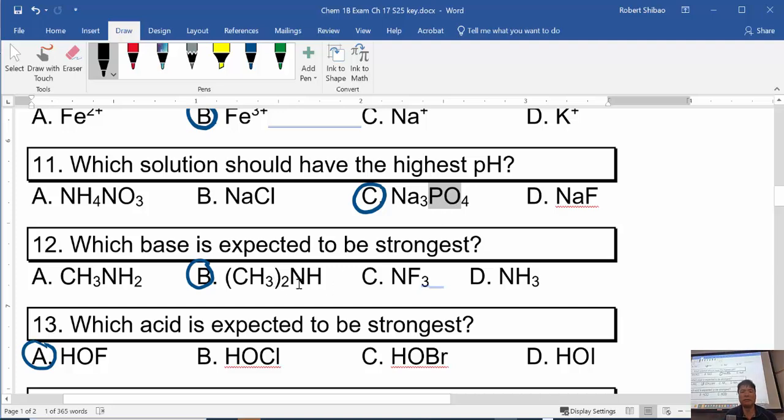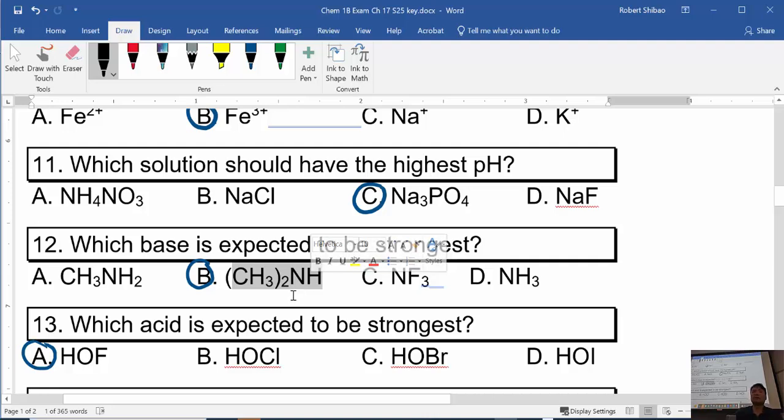Which base is expected to be strongest? So we're looking at some nitrogen containing. And so this electron withdrawer is going to make it less red. And then this should be basic for sure, but we have hydrogen here, versus a methyl. A methyl is an electron pusher, electron rich, so this will be more basic than ammonia. And this has two methyls on here, dimethyl. Dimethylamine is going to be the most basic.